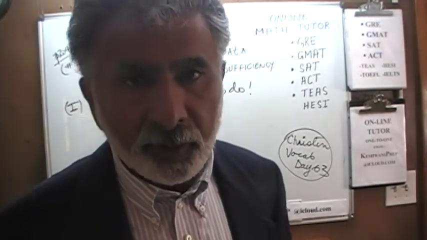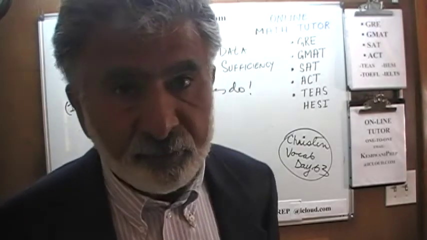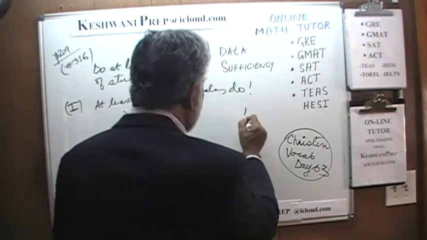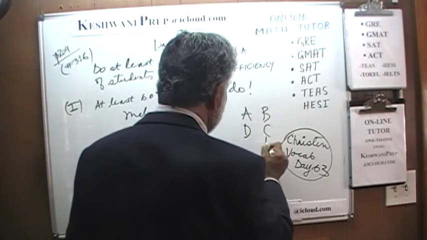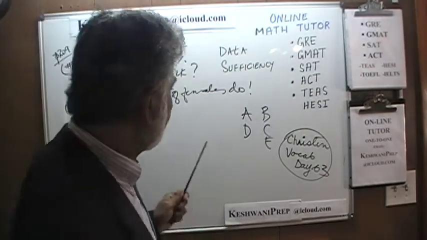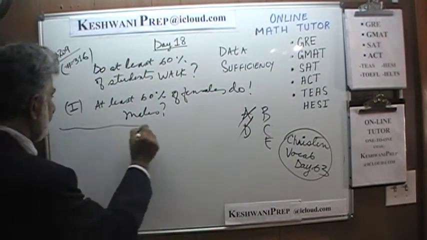So we do know that at least 50. The question was, do at least 60% of our students walk? Yes, now we know that at least 60% of the girls walk to school. What about the boys? The first statement by itself, A, D, B, C, E, does not enable us to answer the question fully. The answer cannot be A or D. It would have to be B, C, or E.